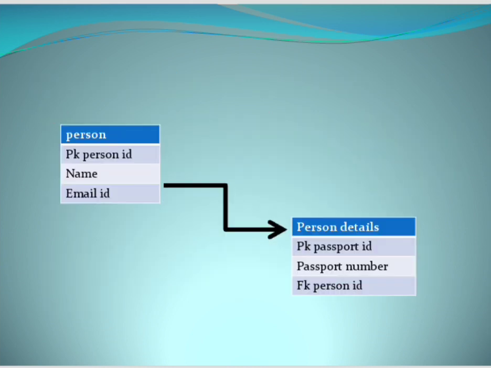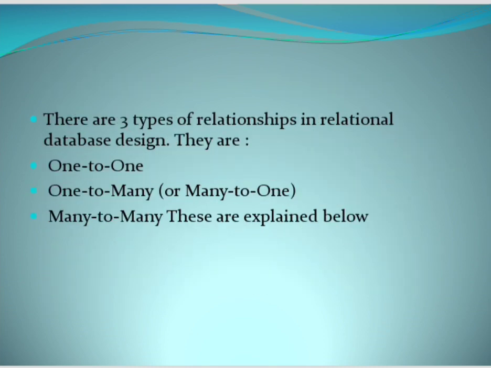It is like this. We show relationships of tables. This is person details, and this is person ID, name, email ID. In person details, passport ID, person ID, we use a relational database to show relations in tables. So there are three types of relationships in relational database design. They are one to one, one to many, many to many.